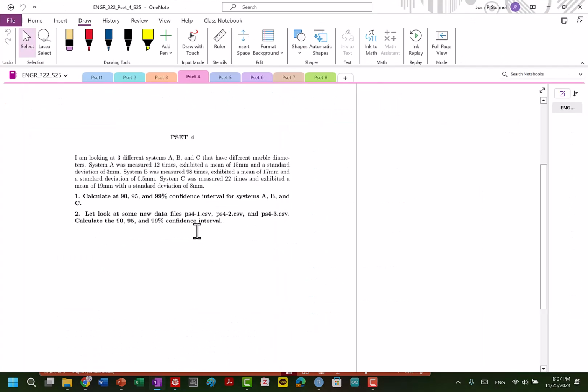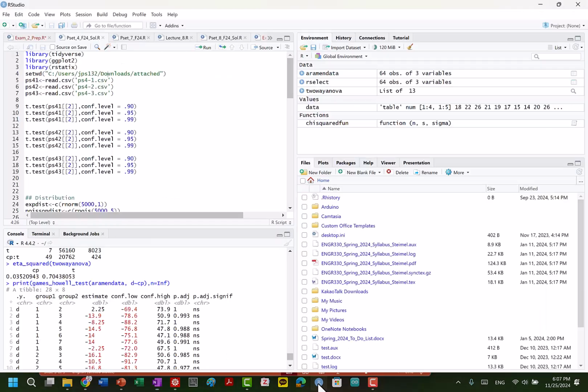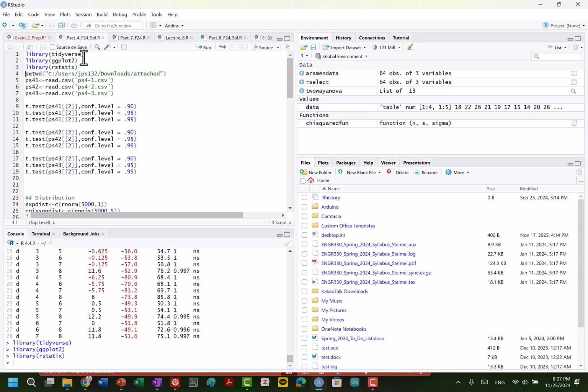So, what is the problem asking? We did the confidence intervals. Now, let's look for the data files, and we're going to calculate that too. So, let's go to our R code. I'm going to control enter these.